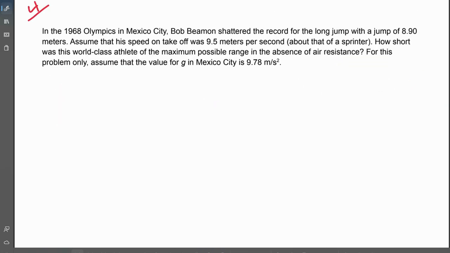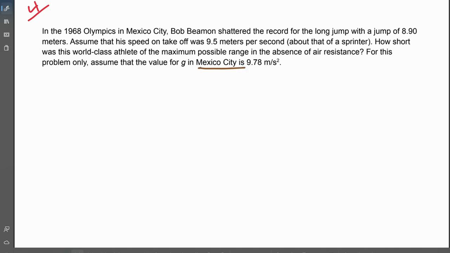So problem 4. In the 1968 Olympics, Bob Beamon shattered the record for the long jump with a jump of 8.90 meters. By the way, that's getting close to 30 feet in one jump. Assume his takeoff speed was 9 meters per second, which is that of a sprinter. How short was he of the maximum possible range for ignoring air resistance? Assume that g is 9.78.